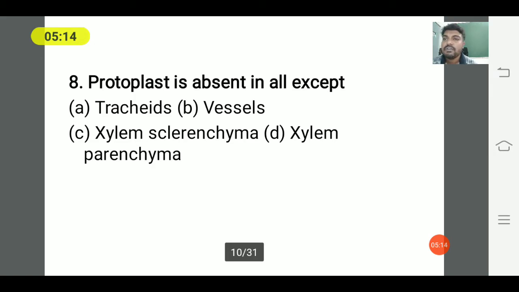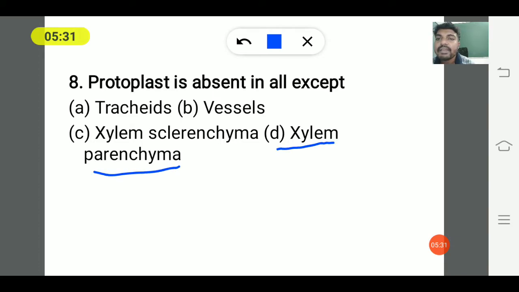Eighth question. Protoplast is absent in all except. Tracheids, vessels, xylem sclerenchyma and xylem parenchyma. So protoplast is absent except in the xylem parenchyma, because in tracheids, vessels, xylem sclerenchyma the protoplasm is absent. Xylem parenchyma is a living cell.